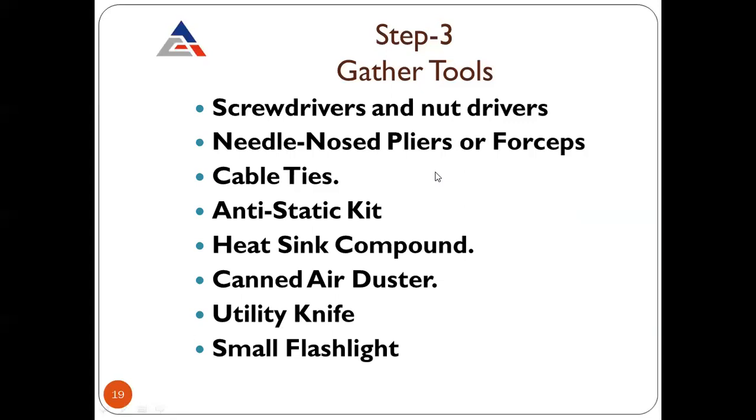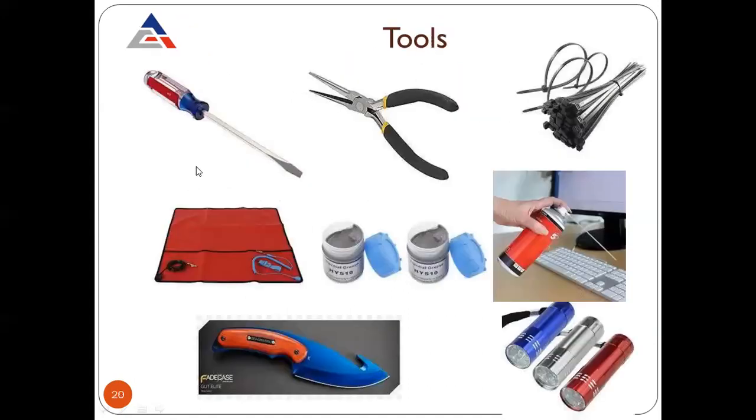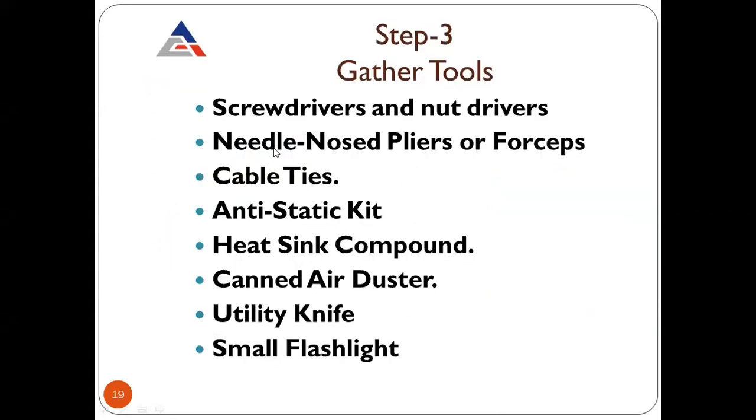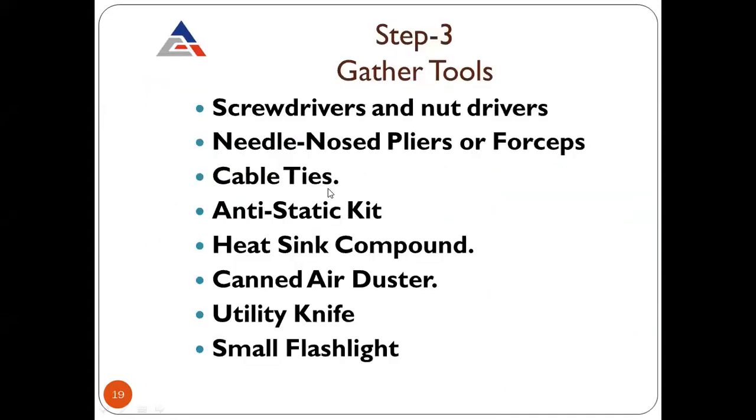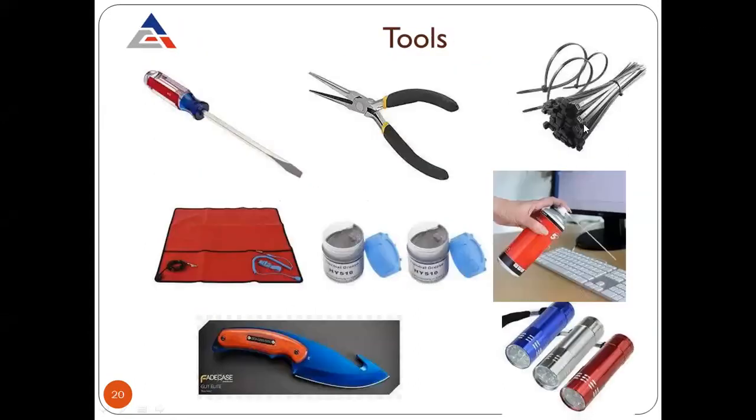Next step is, before assembling the computer system, you have to gather some tools. First is screwdrivers and nut drivers. This is a screwdriver and a nut driver. Second is needle nosed pliers or forceps. It looks like this. Next is cable ties. These are cable ties.